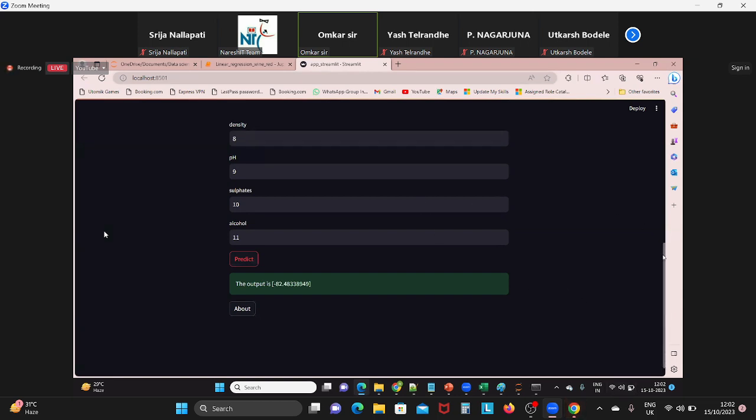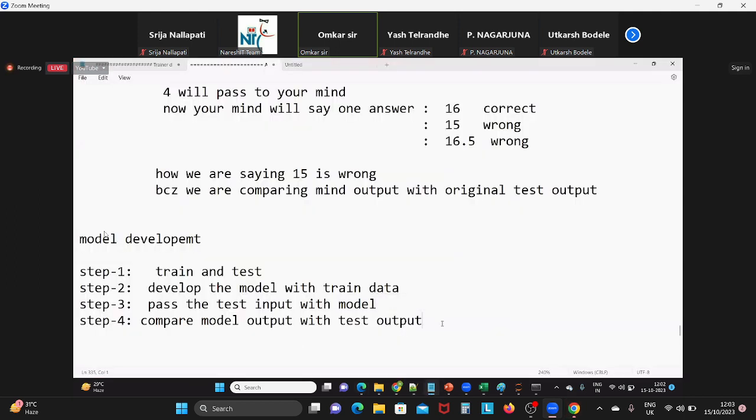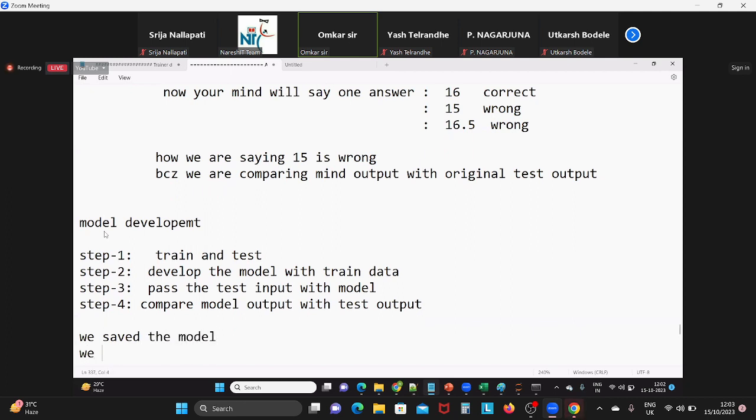So this is called an application. We created a model and we are saving the model. We are creating the application. We created the model and we saved the model, and we developed the application.